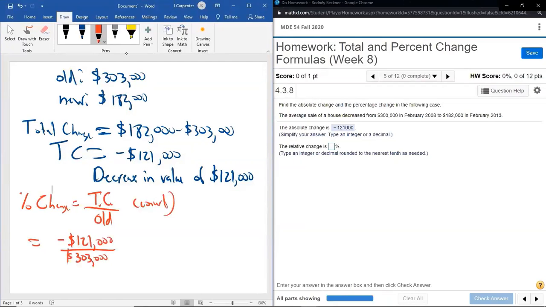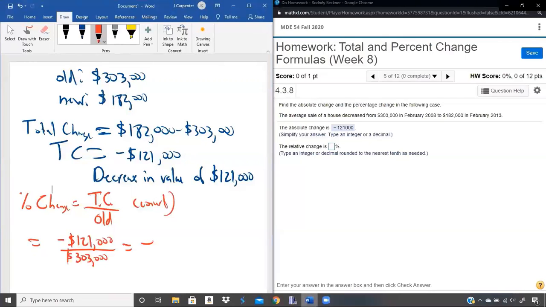If we divided by the 182,000, I can tell you we'd get a bigger answer because we'd be dividing by a smaller number. Remember, dividing by a bigger number makes the answer smaller. Dividing by a smaller number makes the answer bigger. And then you can just do this in your head. I'm kidding. The units will cancel. You will be stuck with a negative.